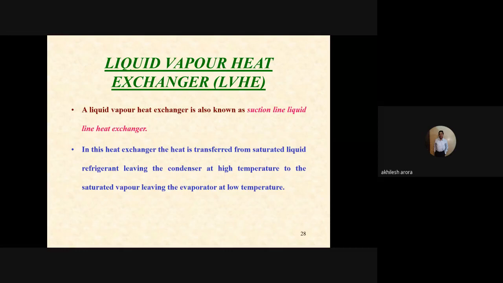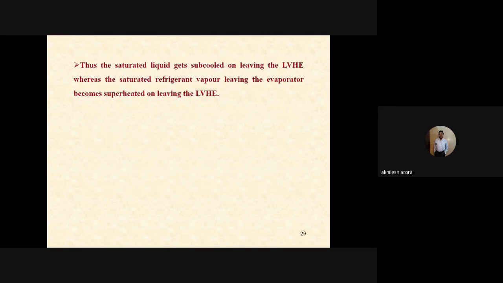A liquid vapor heat exchanger is also known as a suction line liquid line heat exchanger, that I have already told you. In this heat exchanger, the heat is transferred from the saturated liquid refrigerant leaving the condenser at high temperature to the saturated vapor leaving the evaporator at low temperature. Okay, this also I have explained to you. Thus, the saturated liquid gets subcooled on leaving the liquid vapor heat exchanger, whereas the saturated refrigerant vapor leaving the evaporator becomes superheated on leaving the liquid vapor heat exchanger.